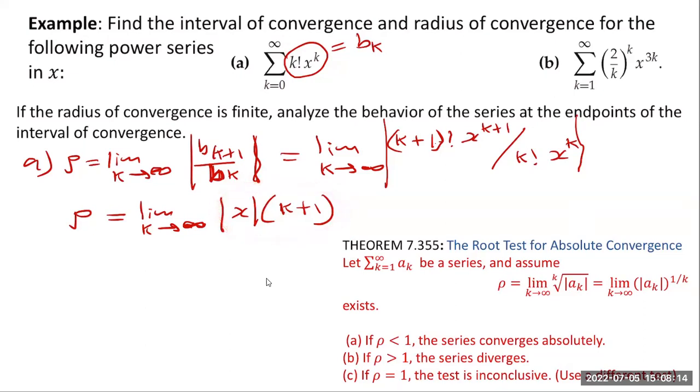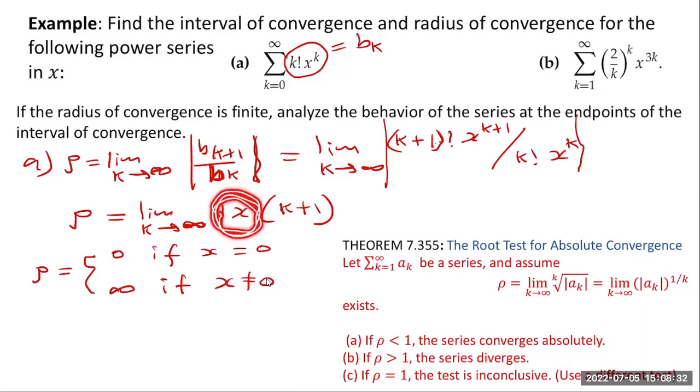When x is equal to zero, this limit is one. What does that tell you? That tells you that your rho value is zero if x is equal to zero, and your rho value is infinity if x is not equal to zero. Because if x is not equal to zero, this is some positive number, and as k approaches infinity, this goes to infinity, so this product will be infinity. Okay? So this is the radius of convergence.